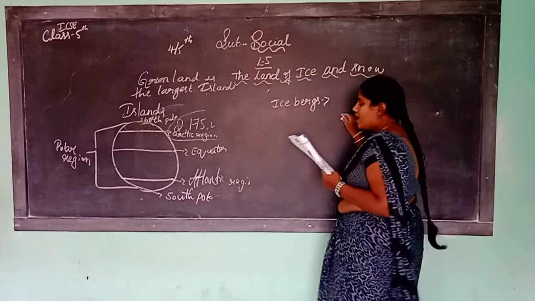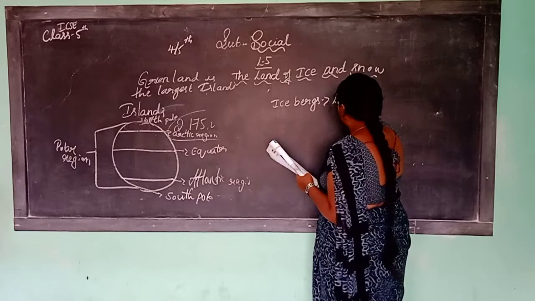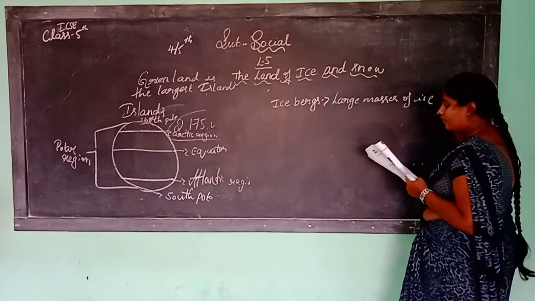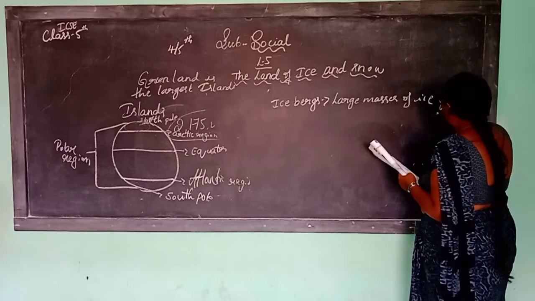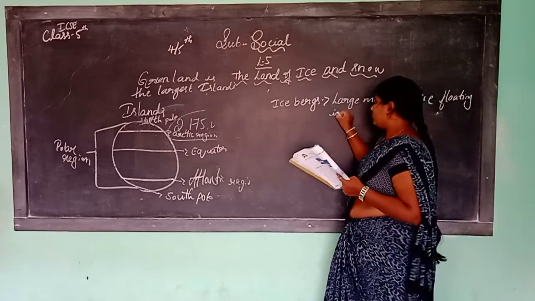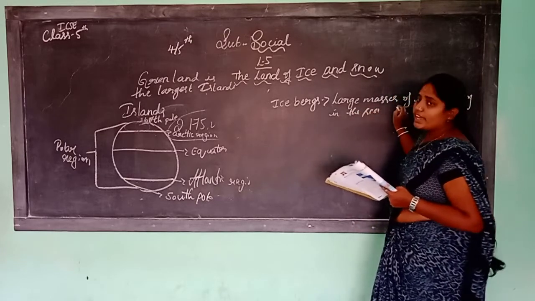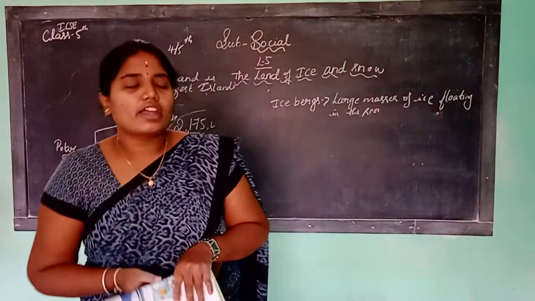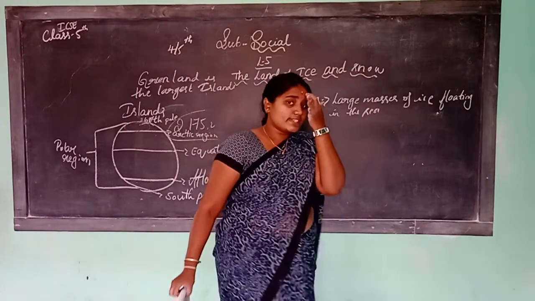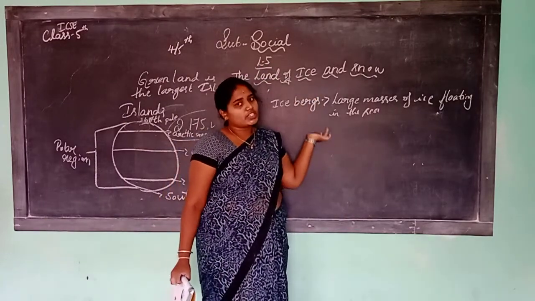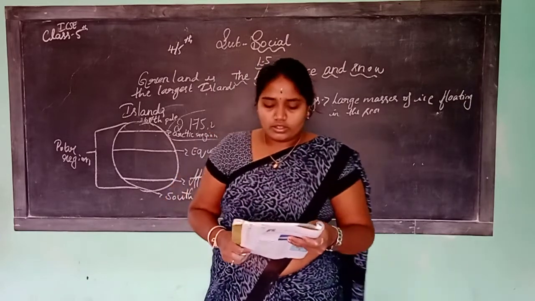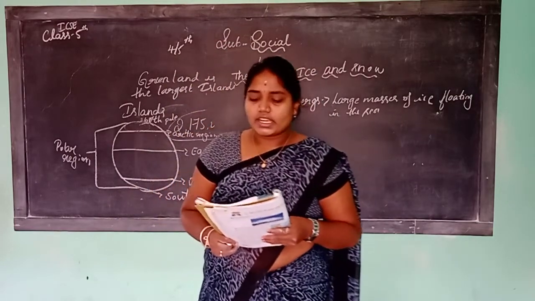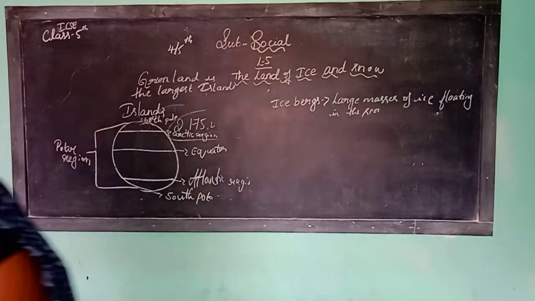What are icebergs? Large masses of ice floating in the sea. They are found mainly to the south of Greenland, in the south direction. They are found where glaciers meet the sea. Icebergs may be many kilometers long and weigh millions of tons.